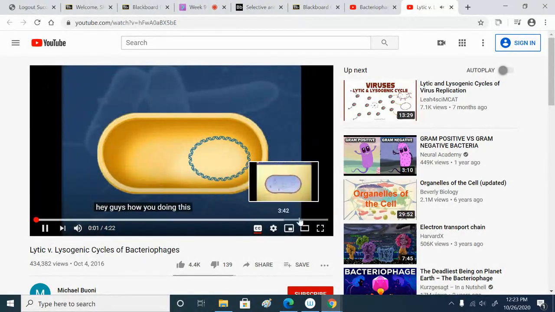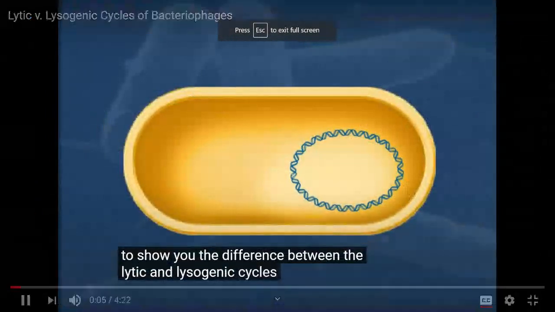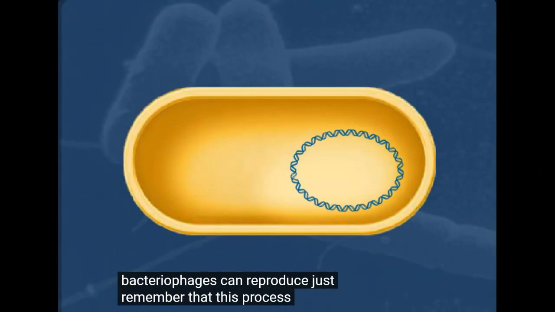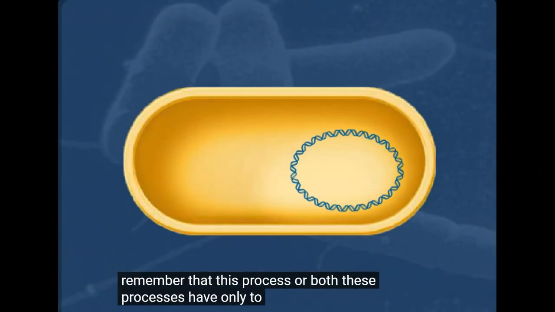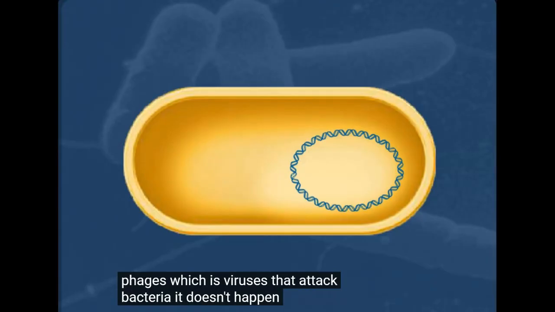Hey guys, how you doing? This is a video to show you the difference between the lytic and lysogenic cycles of how bacteriophages can reproduce. Just remember that this process, or both these processes, have only to do with bacteriophages, which are viruses that attack bacteria. It doesn't happen in animal viruses like the flu and other things.